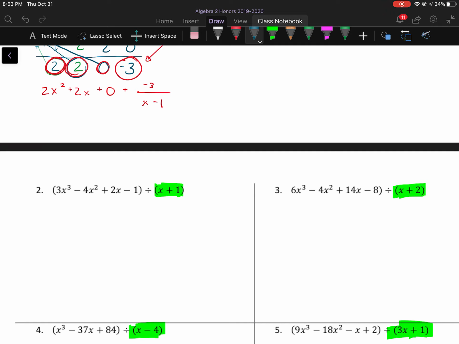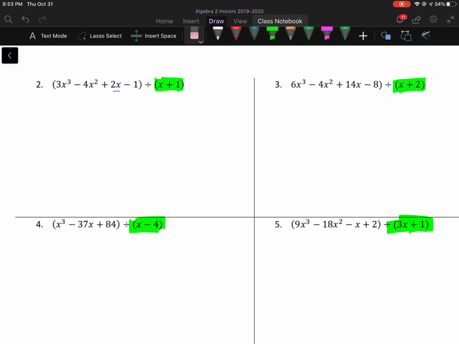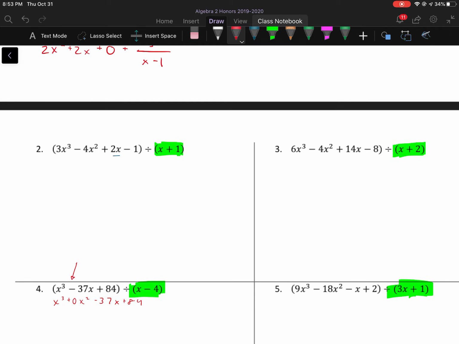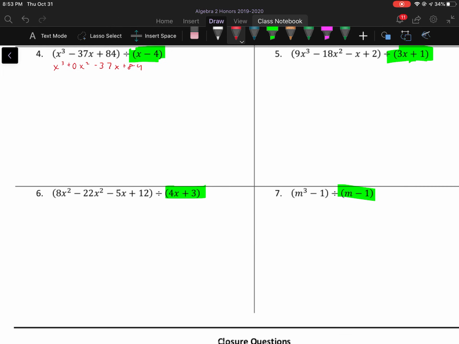Remember, always, if we're missing something, if we go right from x to the third and we skip to an x, you would have to put a 0 there. But it's already there for us for this one. But I think it looks like it comes up in this one right here, in number 4. So you would have x to the third plus 0x squared minus 37x plus 84. Okay, so let's try it out for number 2. Let's see how we do.